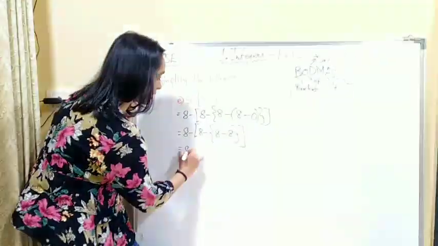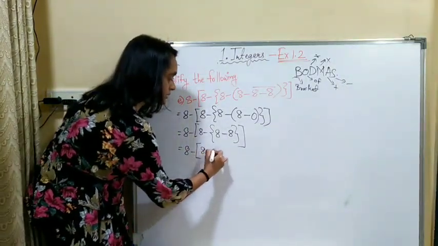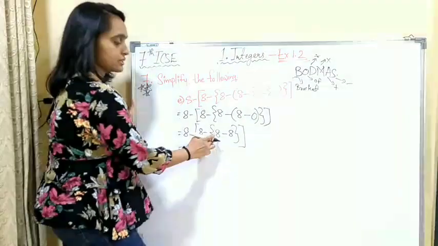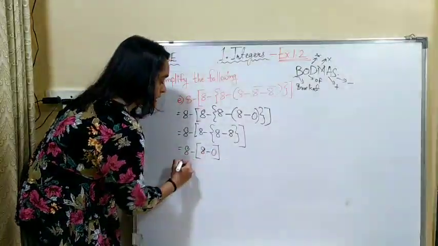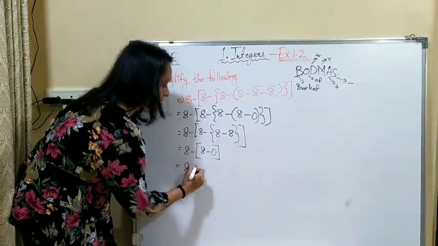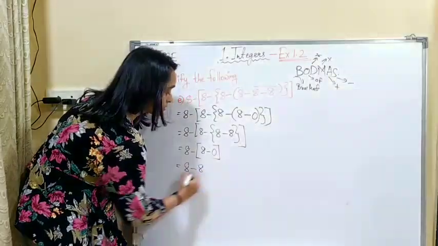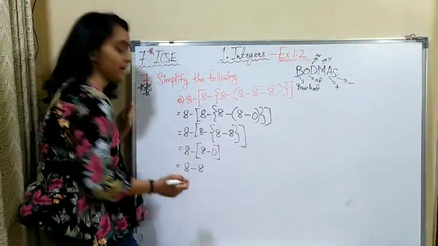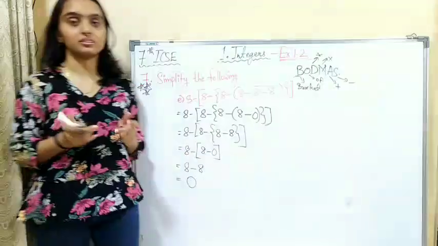Now again 8 minus, the square bracket 8 minus, inside this curly brace 8 minus 8 is 0, so you get 0. Now 8 minus, in the bracket 8 minus 0 is 8, so then finally you get 8 minus 8, which is 0.